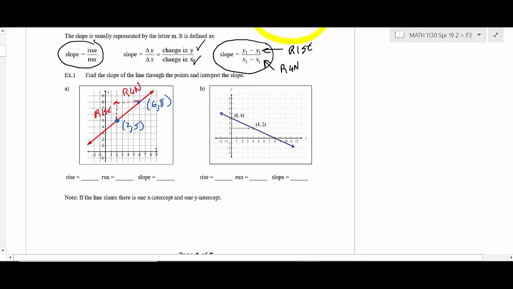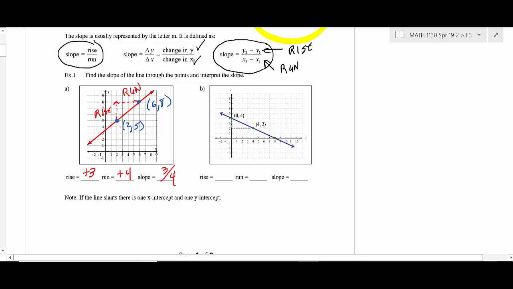Okay, and it's very logical how you do this. The rise is positive if you're going up, negative if you're going down. The run is positive if you go right, negative if you go left. That's logical. So you can count this out. It looks like the rise on this is 1, 2, 3. It looks like the run is 1, 2, 3, 4. Okay, so therefore your slope is just rise over run, it's 3/4.